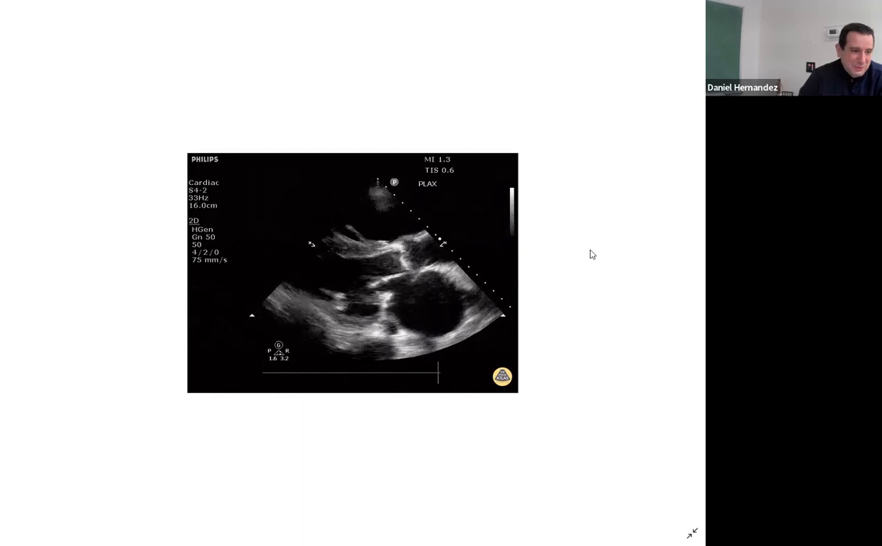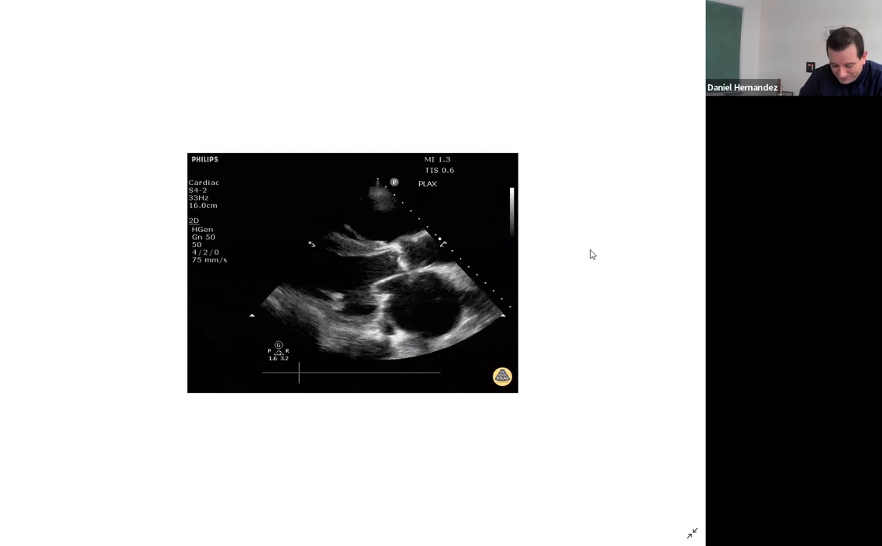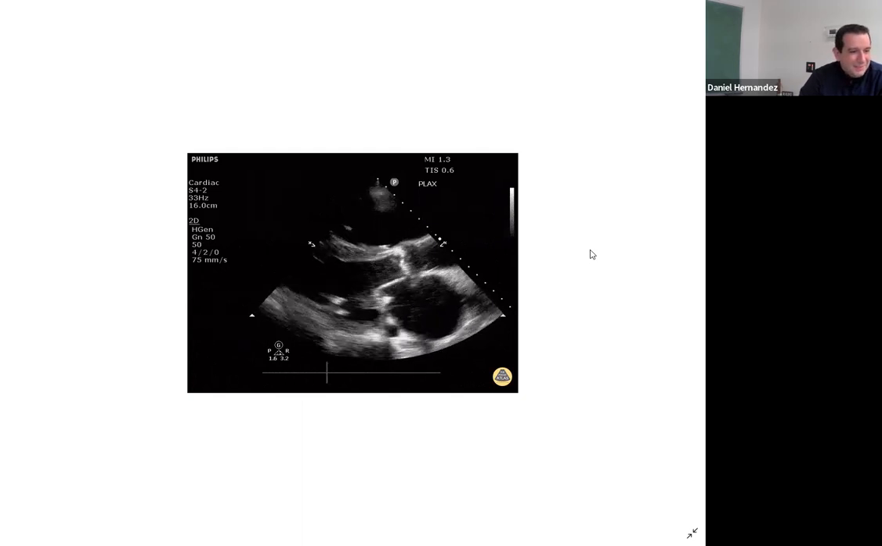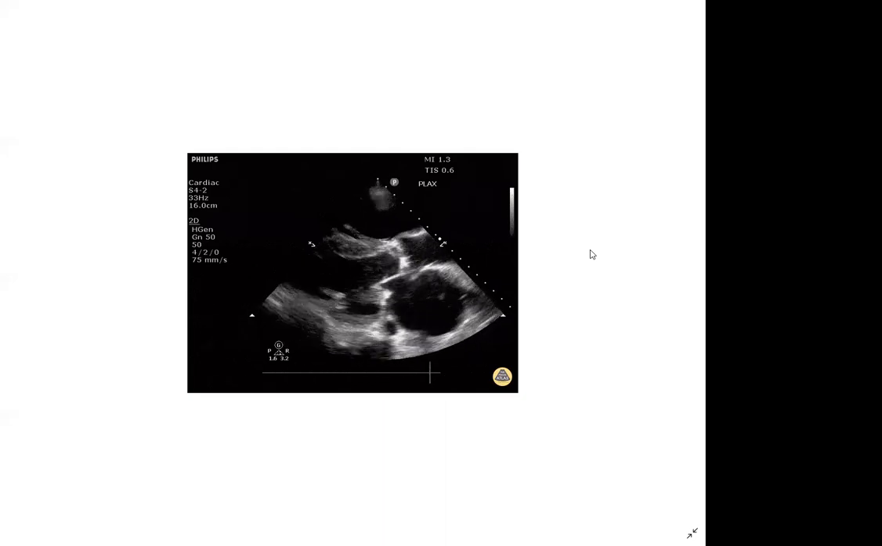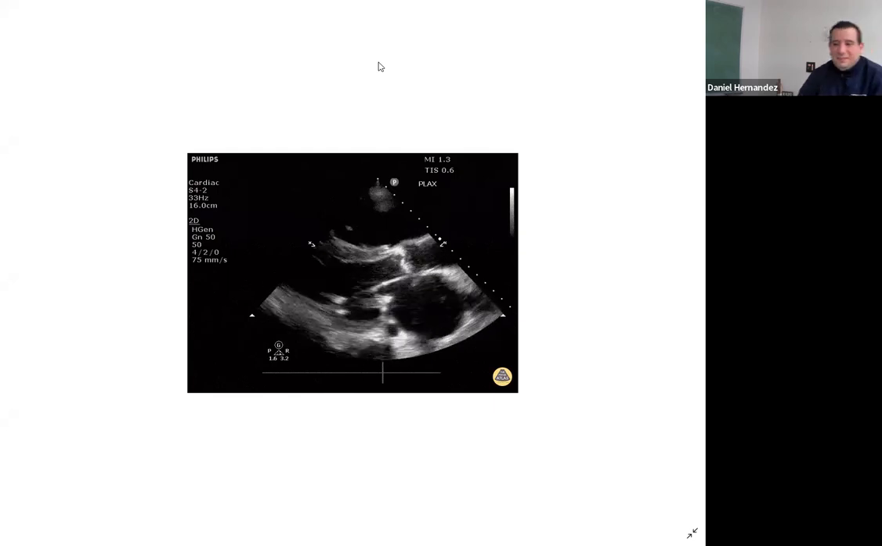You said you see something in the RV. What about the LV? Does it look normal? Um, I mean, because you said that, no. I feel like I can't really see that much that's going on. It's not really filling. How's it contracting? There's not a lot of movement.